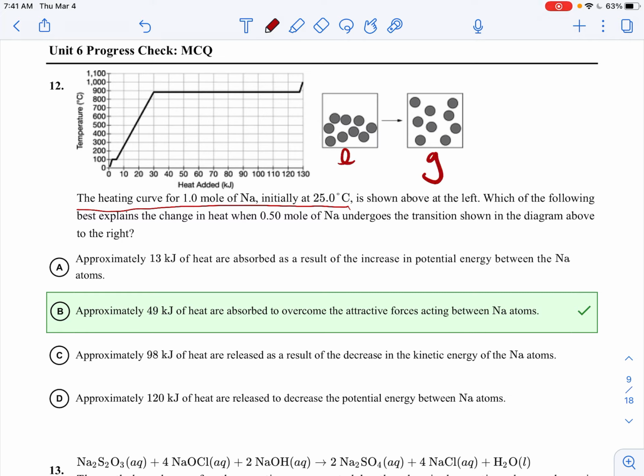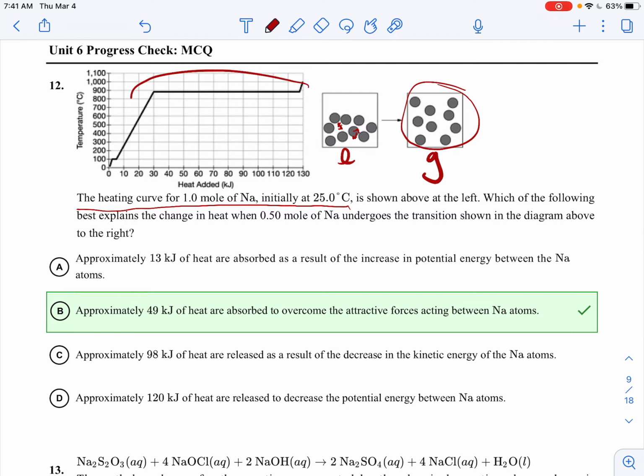And I can see that because in the liquid, they're a little bit far apart but kind of together, whereas in a gas, they're all spread throughout the container. So that's what's happening here. Now in my heating curve, remember, any flat part of the heating curve is going to be when it is transitioning from a solid to a liquid or a liquid to a gas. In this case, it's a liquid to a gas.